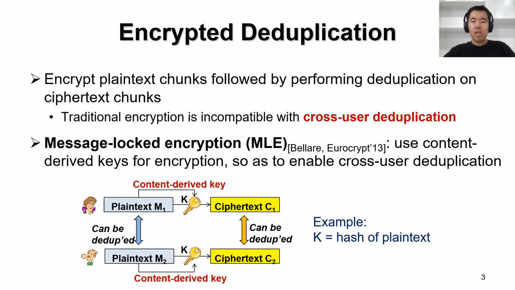Message-locked encryption is a cryptographic primitive for cross-user encrypted deduplication. The idea is to use a key derived from the content of each chunk to perform encryption, and the resulting ciphertext only depends on the content of the plaintext. This preserves deduplication capability on ciphertext chunks. One example of MLE is convergent encryption that uses the hash of each chunk as its key.